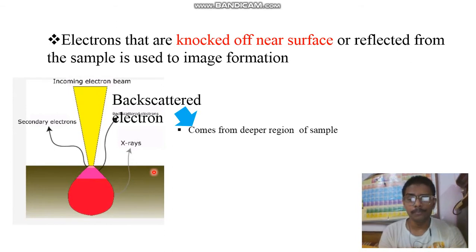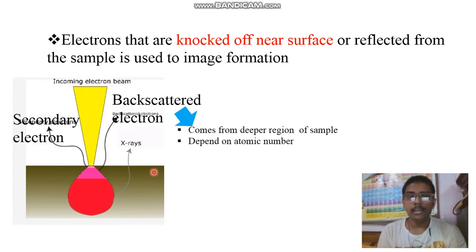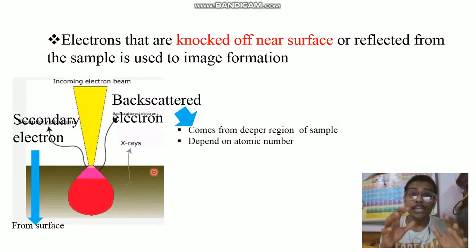And the other electron is the secondary electron, which happens through inelastic scattering. Two types of scattering, elastic and inelastic. Inelastic scattering creates the secondary electrons, which come exactly from the surface. So here the secondary electron gives only surface information. So you can understand that the secondary electron and the backscattered electron are conveying two different types of information about your specimen, and those two pieces of information are collected by a special type of detector.